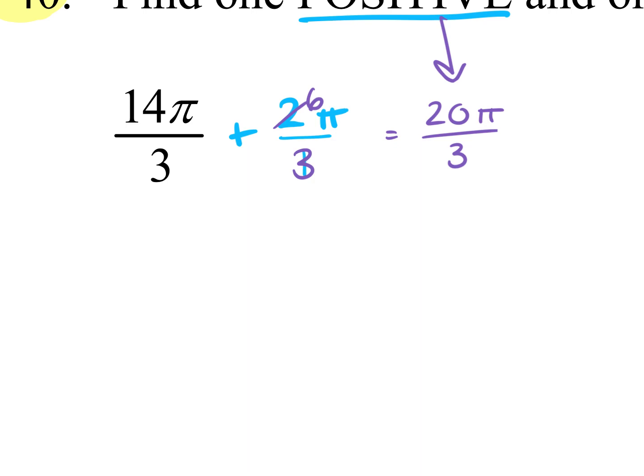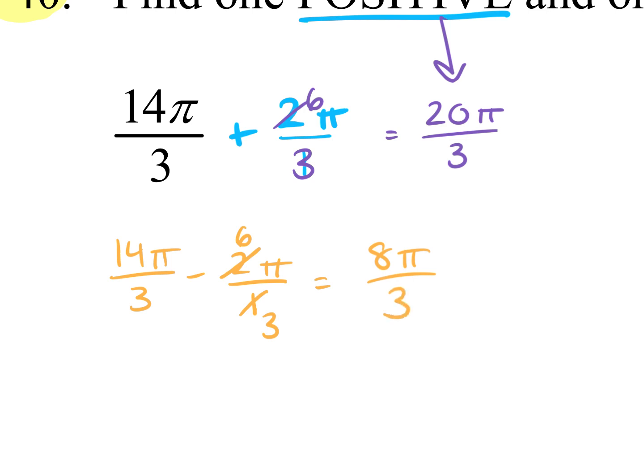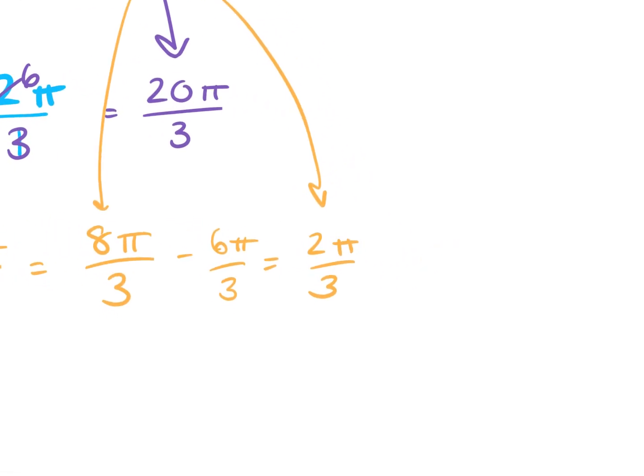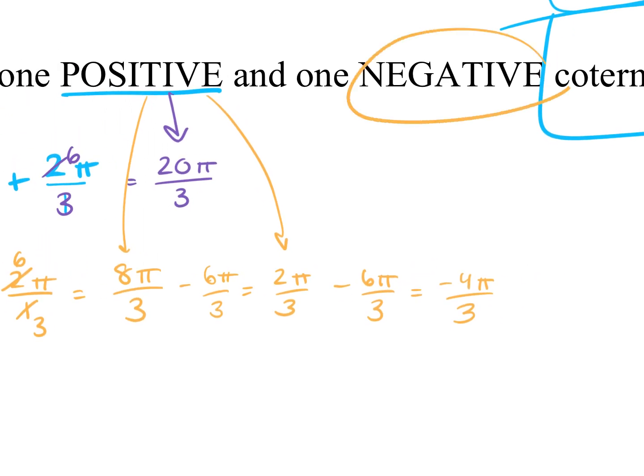To find a negative one, we're going to subtract 2 pi. So we have 14 pi over 3 minus 2 pi. Again, we need a common denominator, so I can make it 6 pi over 3. 14 minus 6 would be 8 pi over 3. That's not negative yet, so let's subtract another 6 pi over 3. So that would be 2 pi over 3. Again, not negative yet. These would actually both work for positive coterminal angles. But let's subtract another 6 pi over 3. So we get negative 4 pi over 3. So this would be our negative coterminal angle.